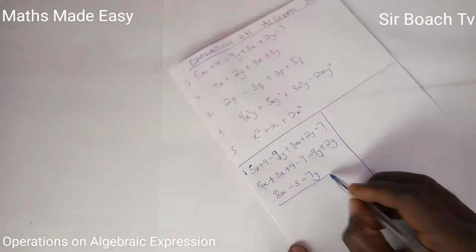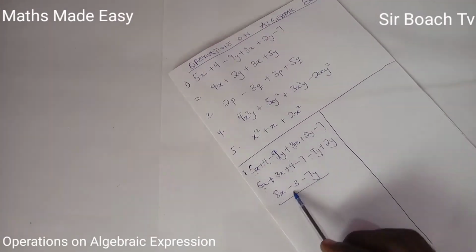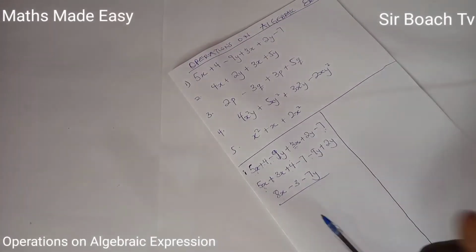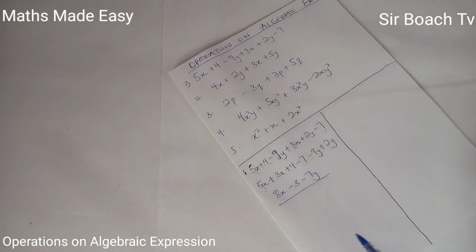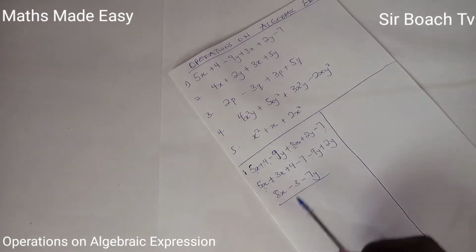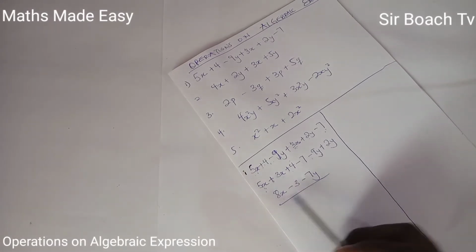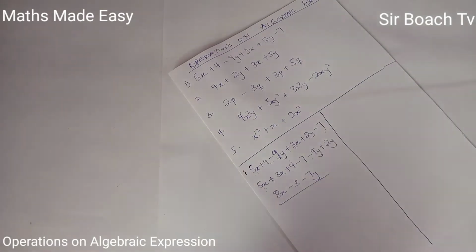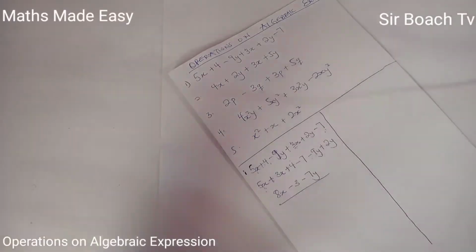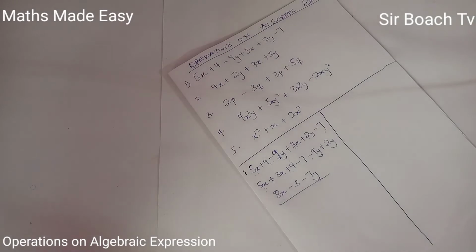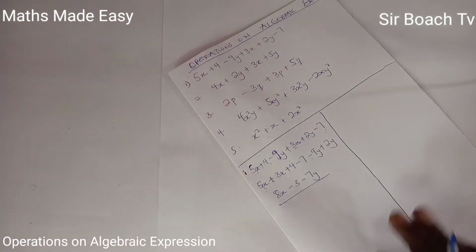Now, the final answer, we have 8x minus 3 minus 7y. We can see clearly that we cannot do anything to this again, because the 8x and the 7y have letters attached to them, but the letters are not the same. X is different from y, so we can't do anything to it. So we leave it like that. Are we good? Let's take our second example.